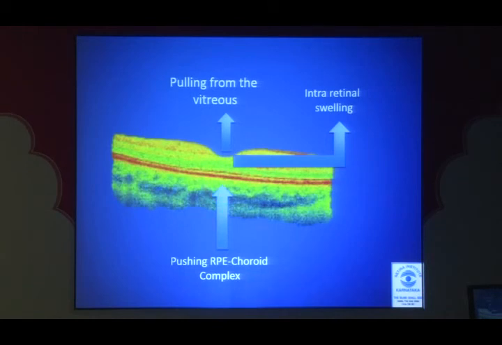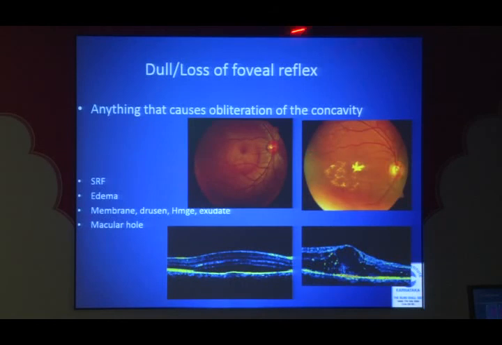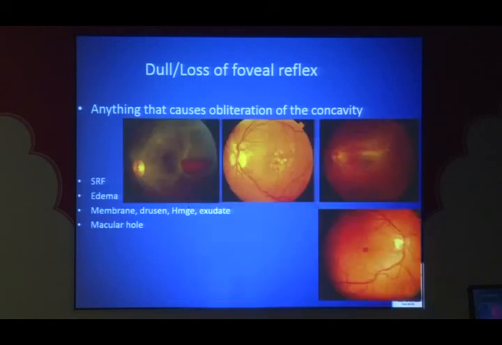I think Dr. Gopal eminently displayed all these conditions which cause fluid and again loss of foveal reflex, because they cause swelling or pushing of the retina and loss of the foveal contour. Now, the loss of foveal reflex occurs in a variety of clinical situations that we all have seen now from the previous speakers: CSR, diabetic retinopathy, AMD, pre-retinal hemorrhage, drusen, etc.